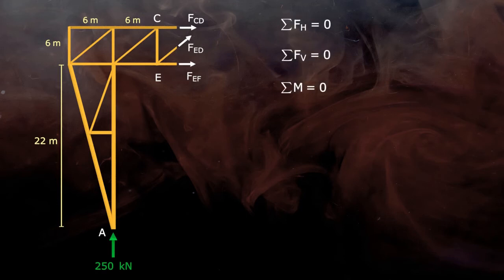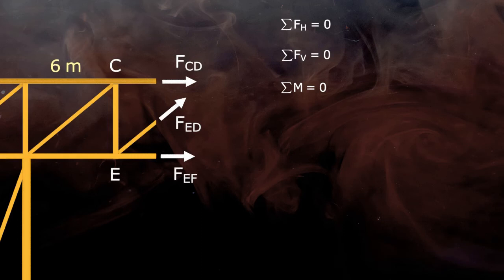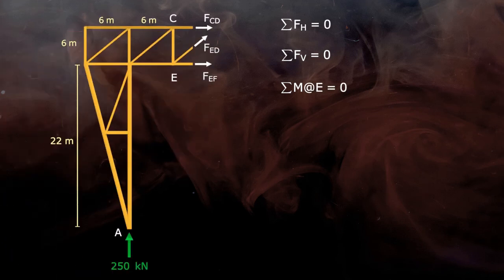We know that we have 3 equilibrium conditions. First we will solve for the condition sigma M equals 0. Now to select the joint about which the moment is taken, out of the 3 unknown forces, select a joint where at least 2 of them are meeting. Here at joint E, the lines of action of 2 unknown forces FED and FEF are meeting. So if we take moment about joint E, the moment of these 2 forces will be 0 and now we only have to worry about the unknown force FCD and the reaction, that is 250 kilonewton force.